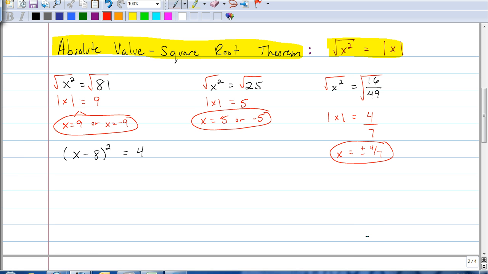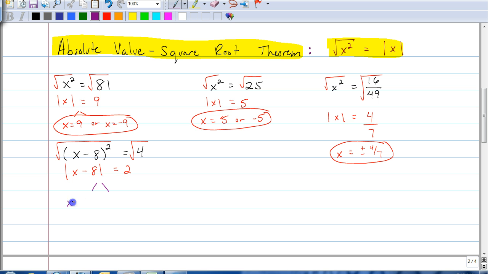Now let's look at this last example. Again, with this one, I have this x minus 8, but it's inside of this parentheses squared. So to get rid of the square, I'm going to take the square root of both sides. Well, that leaves me with the absolute value of x minus 8 equals 2. And now, it's just like the problems we were just working on. There's two things I could put inside of there to get 2 as my answer, 2 or negative 2.